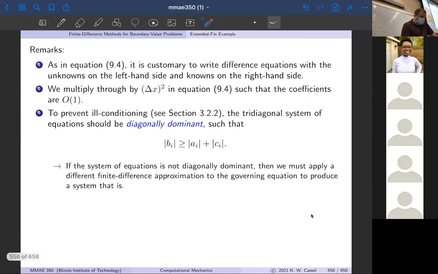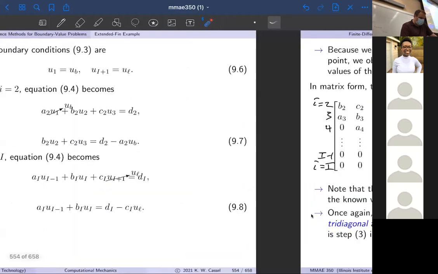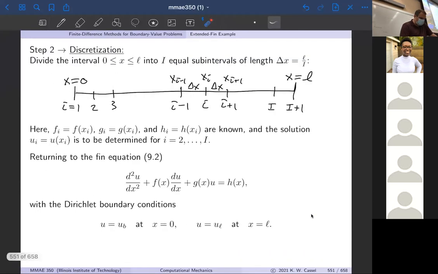Couple comments here. As I've mentioned several times now, the custom is to write these finite difference equations with the unknowns on the left and the knowns on the right. So every time I write them out, I do all the algebra, and then the last step is I put anything that's known on the right, leave anything that's unknown on the left. Now let's talk about this delta x squared. Remember, I multiplied through by delta x squared. Let's think about why that was.